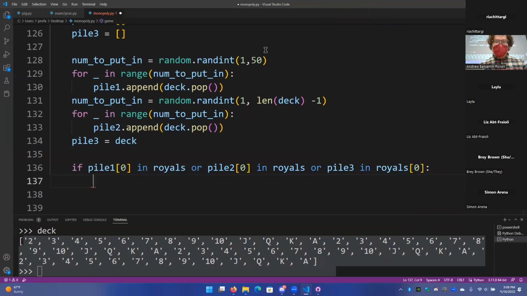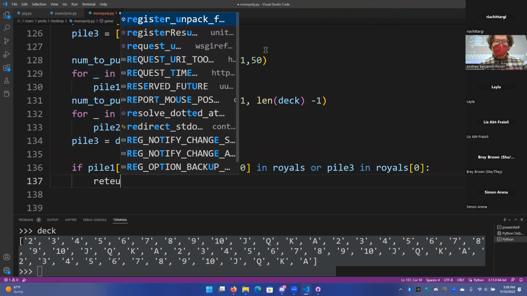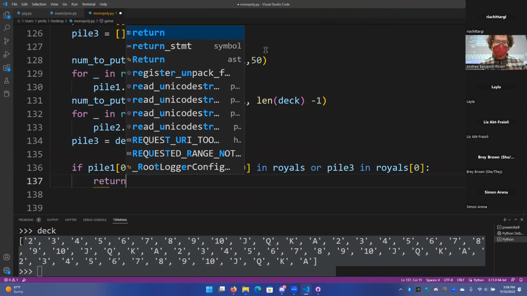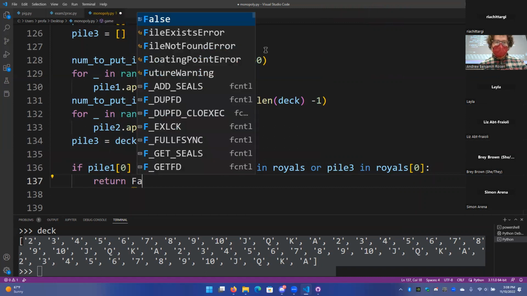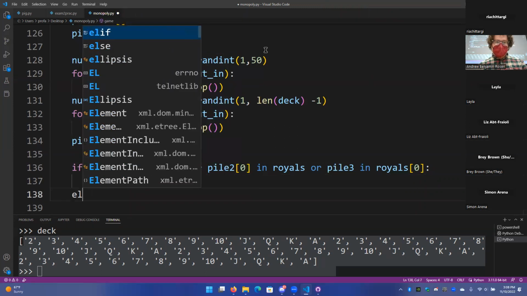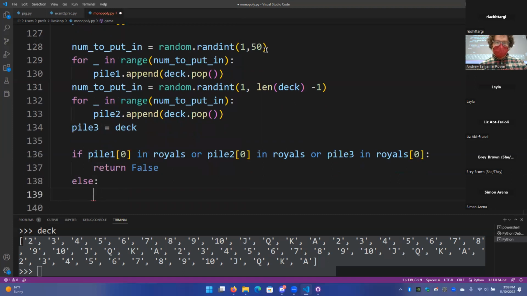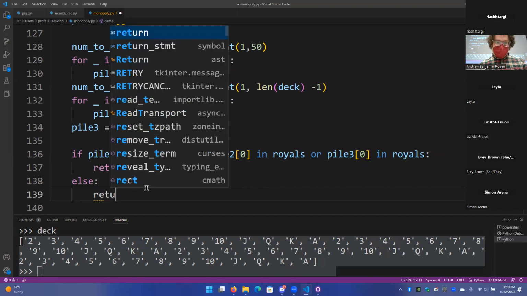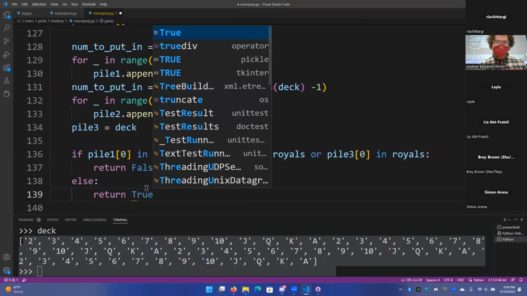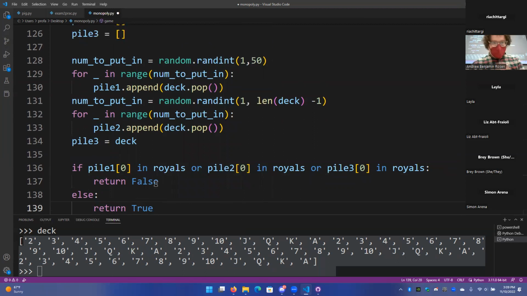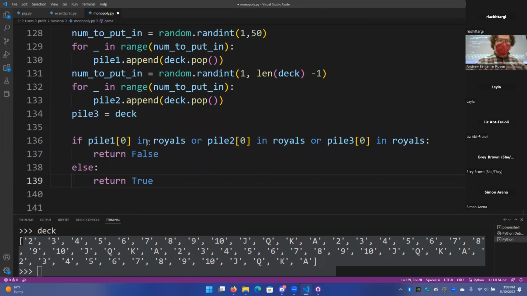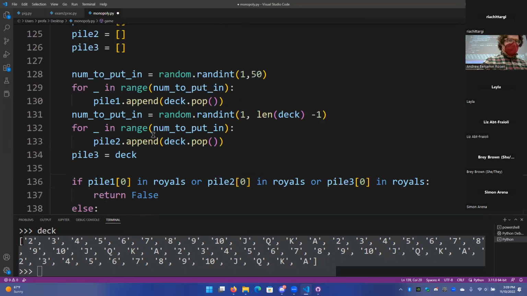So if there was a royal card, I won, so return false, else return true. Oops. Again, when you talk and type, else return true. Okay, so here we have our game.